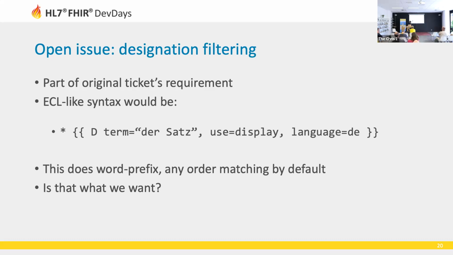The other thing that's a bit weird about this is that this is not saying it equals this value. It's saying it matches that value. And the matching is word prefix any order matching. There is no way to say it's exactly this unless you use the regex syntax. Is that really what we want?